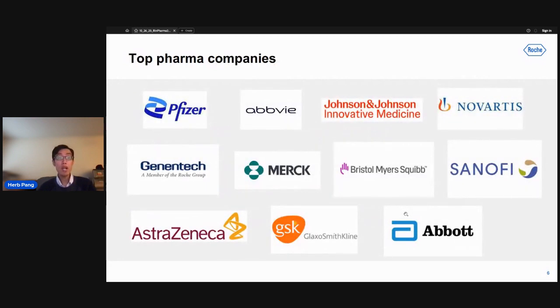The 11 companies are listed here: Pfizer, AbbVie, J&J, Novartis, Genentech, Merck, EMS, Sanofi, AstraZeneca, GSK, as well as Abbott. They are not in any particular order, they're just randomly listed.